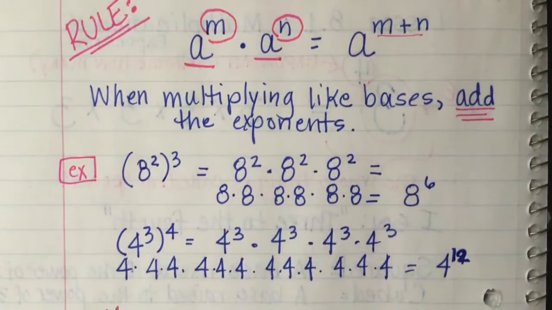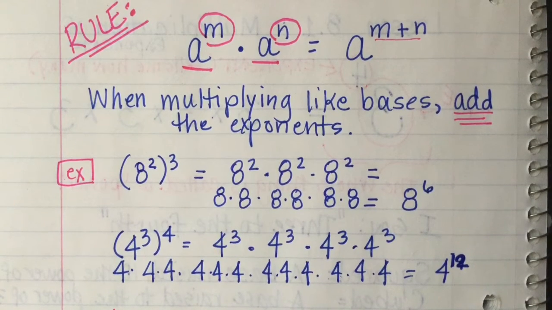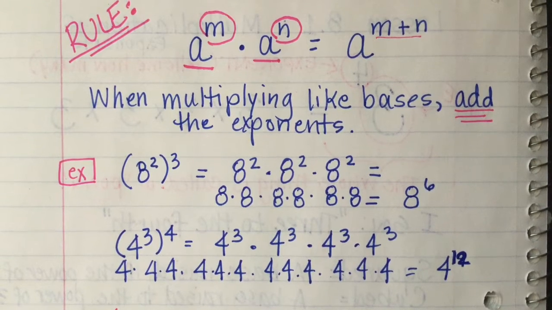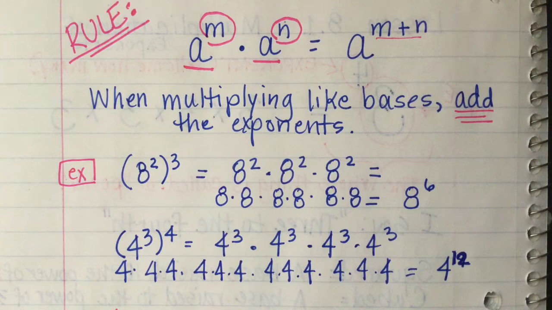Here's a different kind of example. Let's say that I'm taking a power to a power. So I've got 8 squared, so it already has an exponent on it, and I'm taking that whole thing up to another exponent. Power to power has a little bit of a different rule. So I'm not just going to add those exponents like I just did. I'm actually going to multiply them.